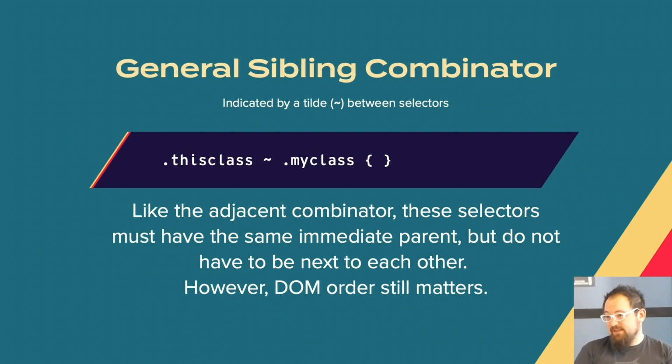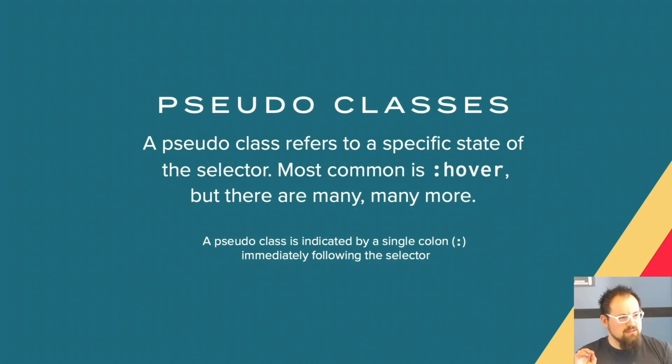And then we have the general sibling combinator. Very similar. Instead of that plus sign between them, it's a tilde. And what this just says is that if there is a myClass anywhere at the same level within this parent, apply those styles to it. It does not have to be right next to it. So you could have, for example, a random paragraph element in between those two elements, and the styles would still be applied. But again, once you go down into another parent, these won't be applied anymore. Does that all make sense?